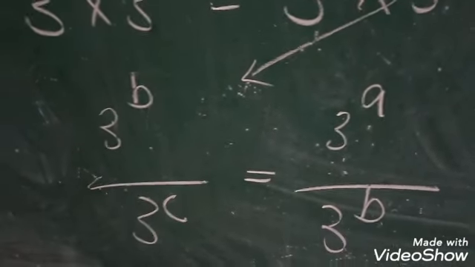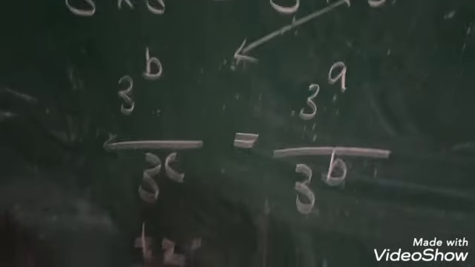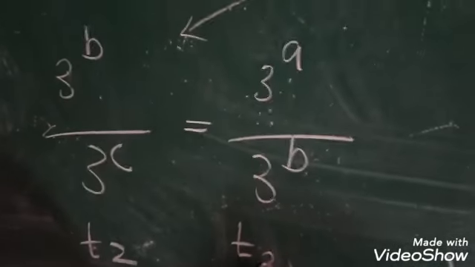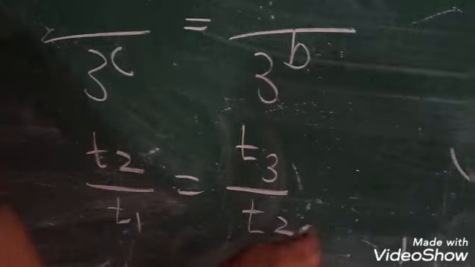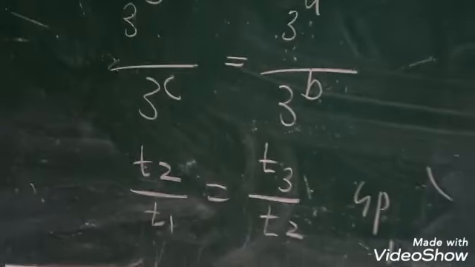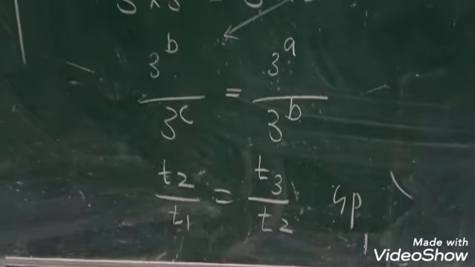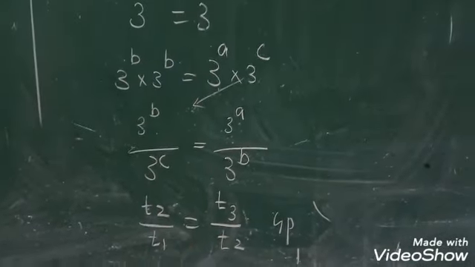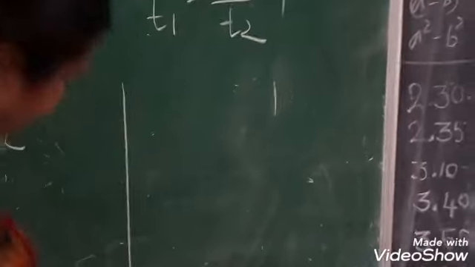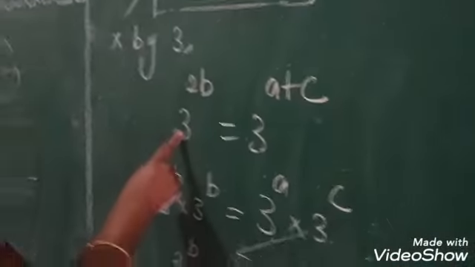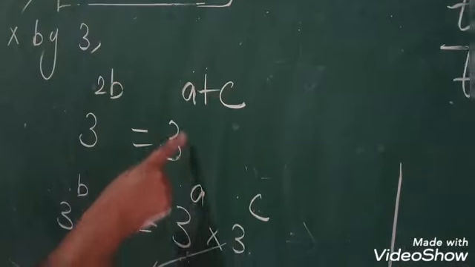See, girls, here the second term divided by the first term, or otherwise the third term divided by the second term, is considered as the common ratio. So the given 3 power sequences are in GP. Another method I will say, girls, listen. Here what is given? 3 power 2b is equal to 3 power a plus c.